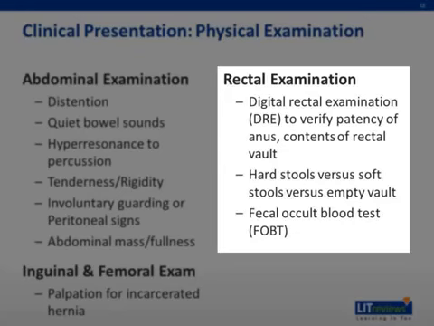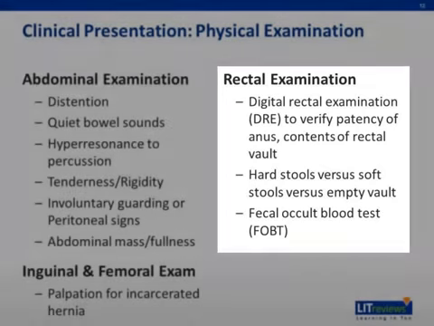Fecal occult blood testing should be performed. A positive result may suggest the possibility of a more proximal neoplasm, though this may also be seen with sigmoid diverticulitis.